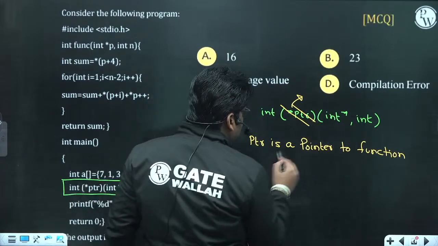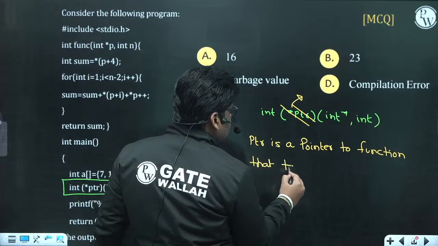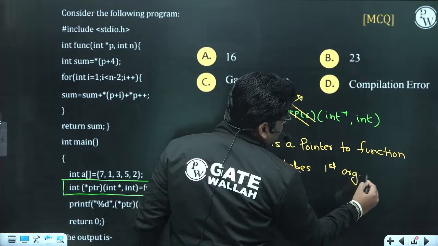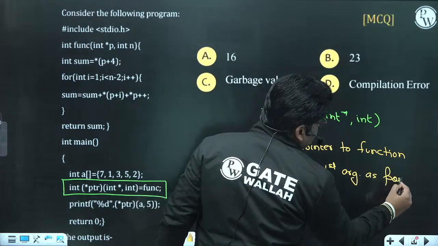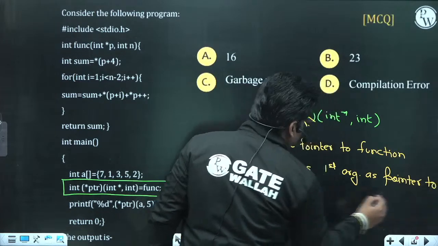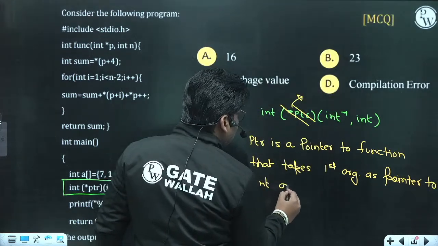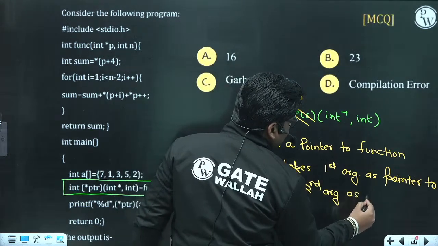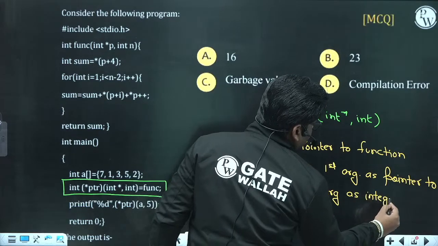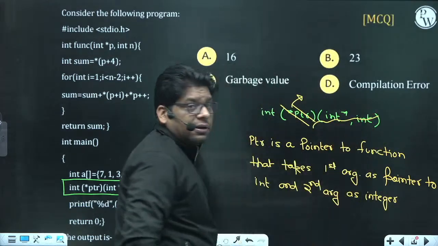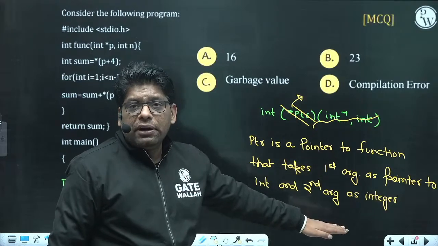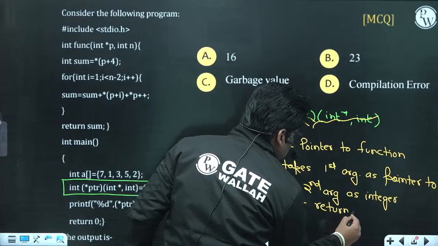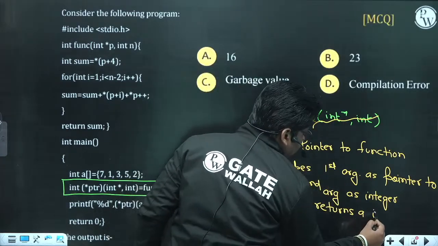PTR is a pointer to function that takes first argument as pointer to integer and second argument as integer. Okay, are we done with the argument list? Yes, sir. Now we need to talk about the return value, and it returns an integer value.